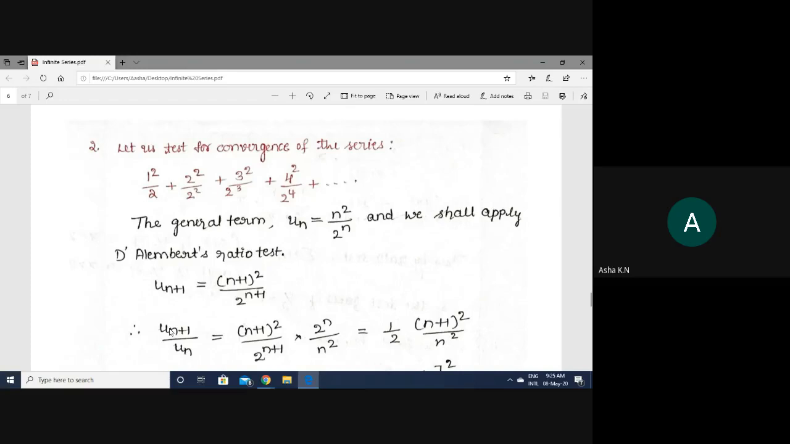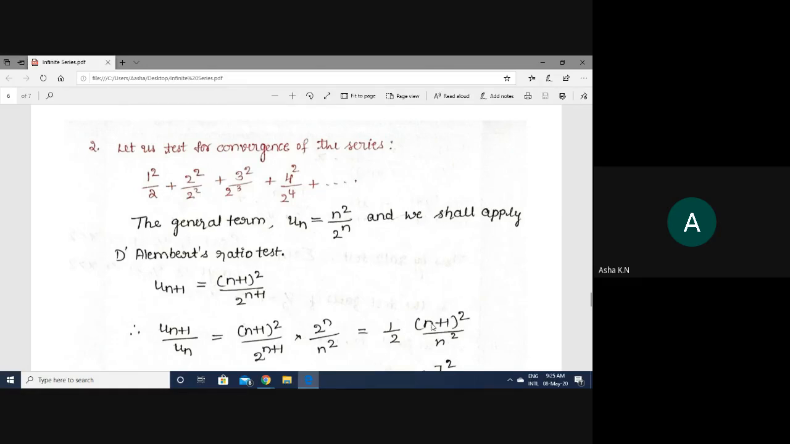So when you take this ratio, u(n+1), which I have written as it is, divided by u(n). So it is divided by this, into the reciprocal of this, which is 2 power n by n square. Now 2 power n will get cancelled. Here the denominator is 2 power n into 2, right? That 2 power n will get cancelled. You have 1 by 2, then (n+1) whole square by n square.